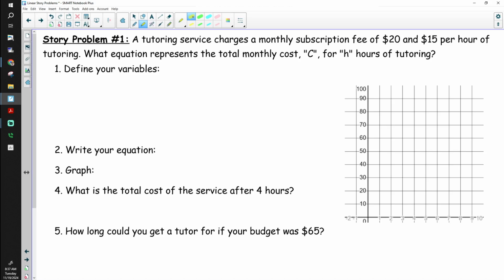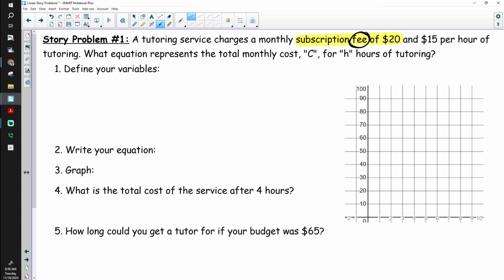What will we use? A subscription fee of $20. What's our key word in there that tells us what it is? Fee. A fee is a one-time charge, right? You're going to pay your $20 one time. That's the fee. You're not going to pay $20 over and over and over again. It's just one time. Okay?